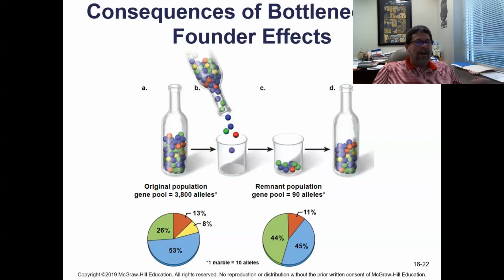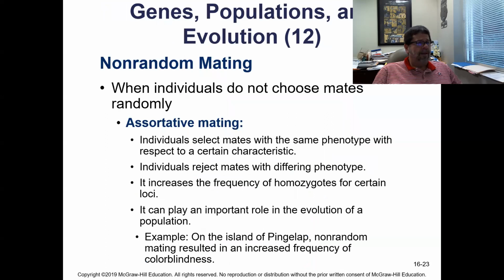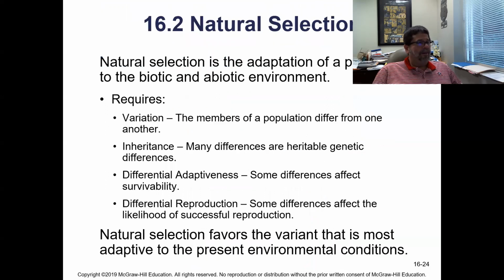So anyway, whoever founds the population, your genes become the norm, okay? And a bottleneck, some event like a fire, can cut the numbers down and change the gene population too, and cause evolution. Random mating: non-random mating happens in hardly any species, any population we've ever studied, okay? They talked about this island, where non-random mating results in increased frequency of color blindness, okay? That's pretty wild.